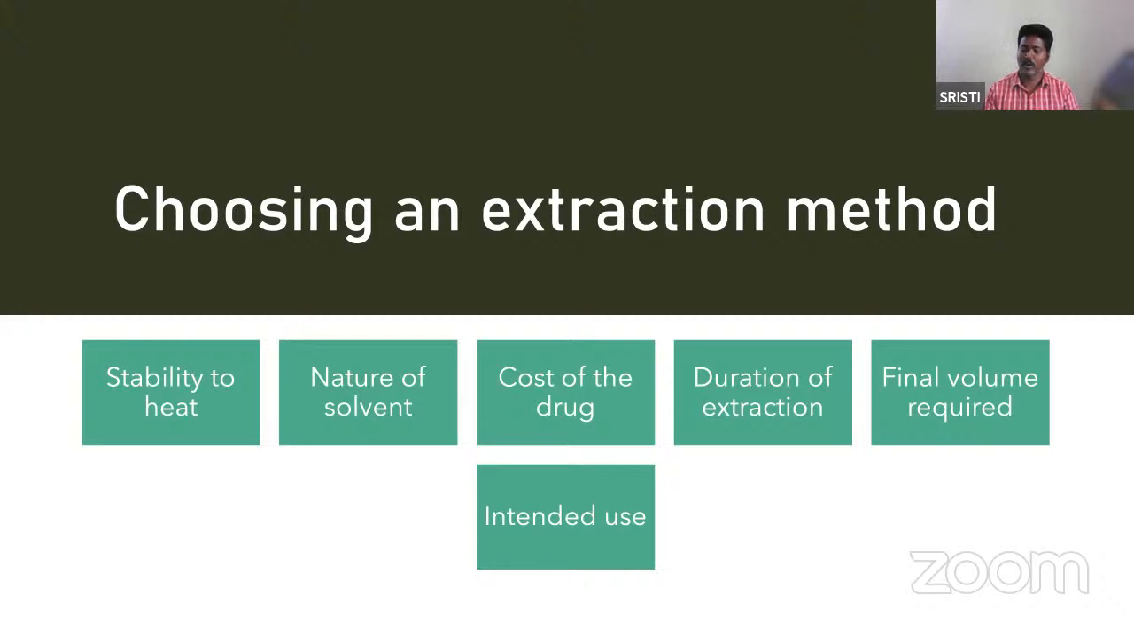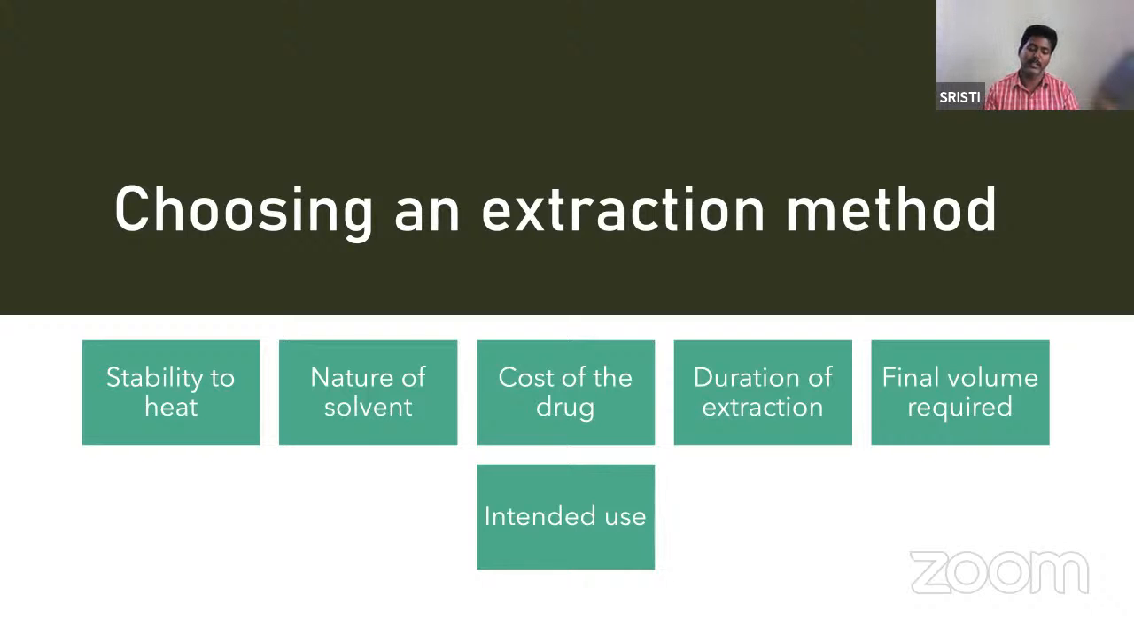And then finally, the volume required. As we saw in ultrasonic assisted and supercritical fluid extraction methods, the final volume of the extract will be very small. But in the case of Soxhlet, maceration, and percolation techniques, you will get a good volume of extract, so you can also get a larger amount of the compounds you are planning to obtain.